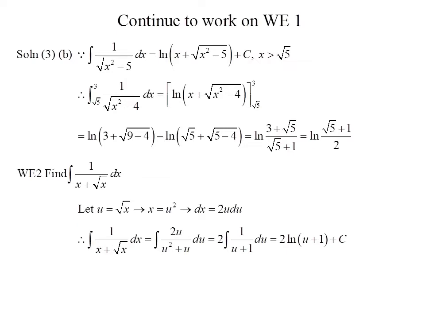Hence, the antiderivative can be written as the integral of 2u over the sum of u squared and u du, which equals 2 times the integral of 1 over the sum of u plus 1 du, which equals 2 times ln of u plus 1, or in parentheses, plus c. After back substituting to the variable x, the antiderivative equals 2 times ln of square root of x plus 1, or in parentheses, plus c.